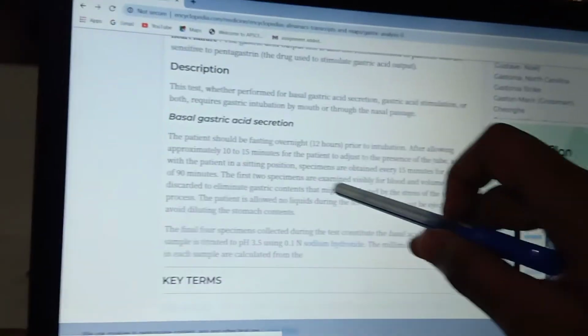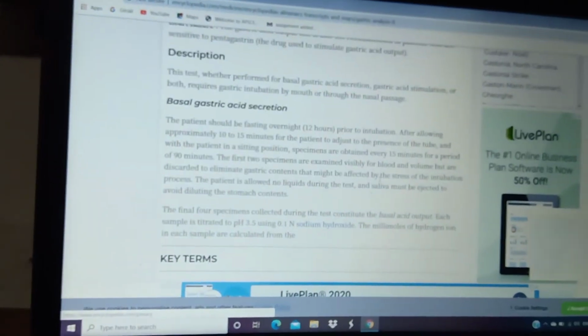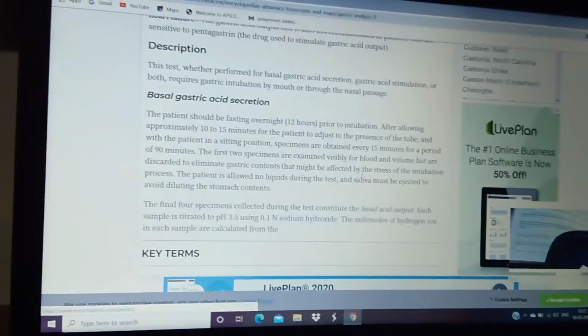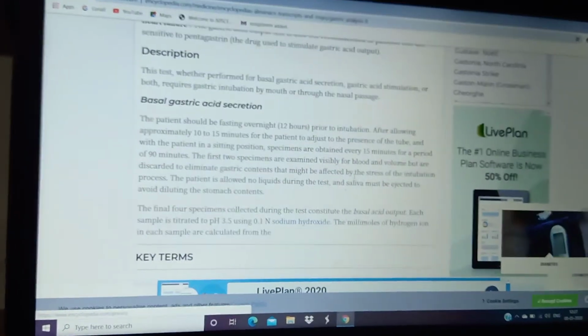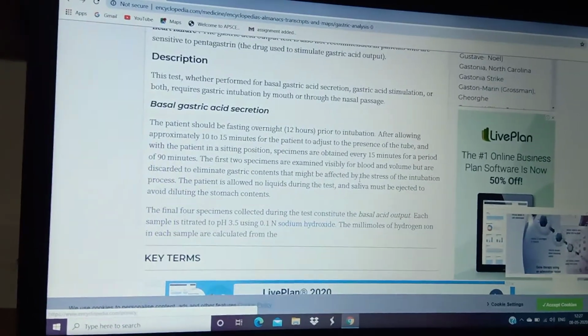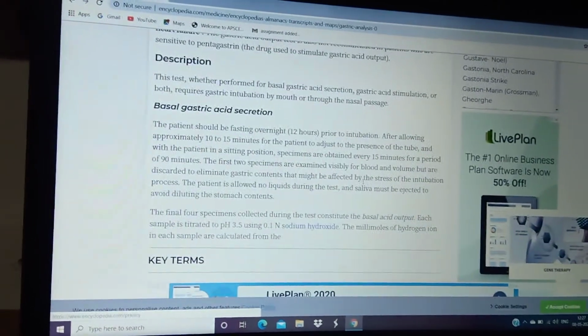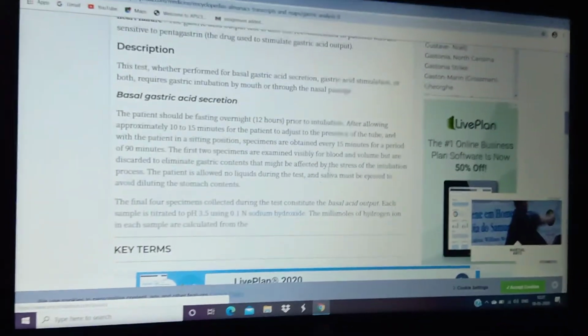The first two specimens are examined for visible blood and volume, but discarded. Why? Because with the tube in place there may be excess gastric secretions that are not limited, so you have to remove them. Then the later samples you take. The patient is allowed no liquids during the test, and saliva must not be swallowed into the stomach.